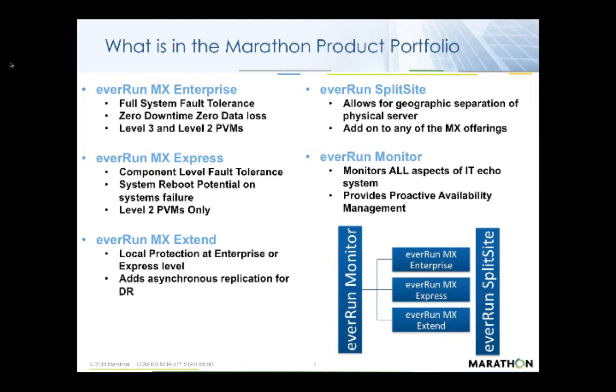And then we have Everrun MX Extend. Extend offers the local protection of Enterprise or Express, so you're going to be able to protect your workload using either level 2 or level 3 protection, but adds asynchronous replication for DR. We're going to be able to replicate those workloads to a second site and get all the information that's inside of those protected virtual machines to a second site. And we're going to do that asynchronously.